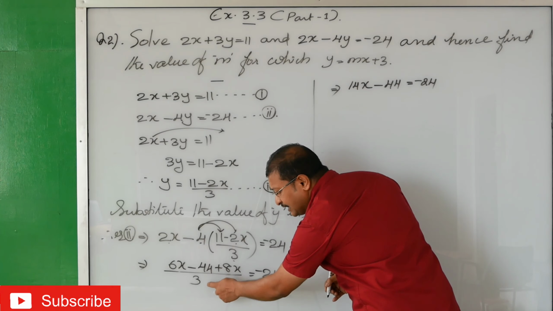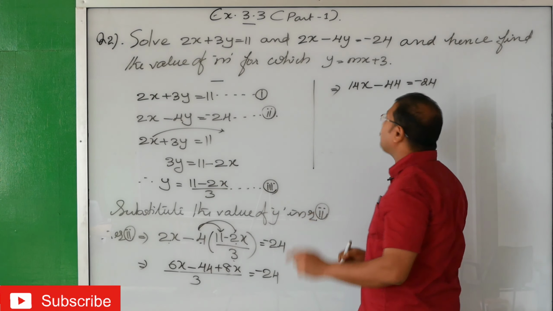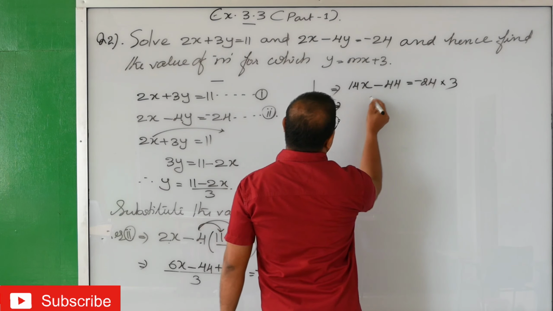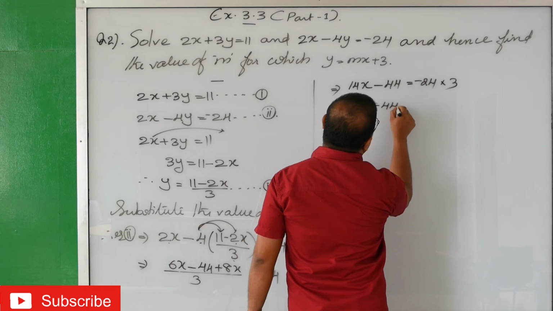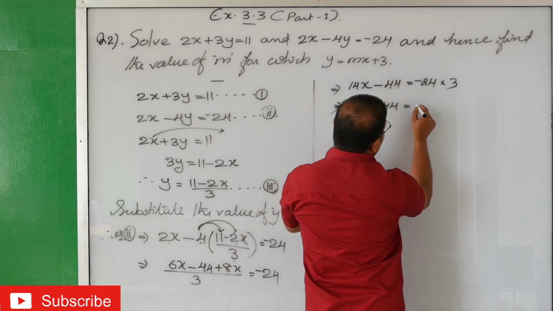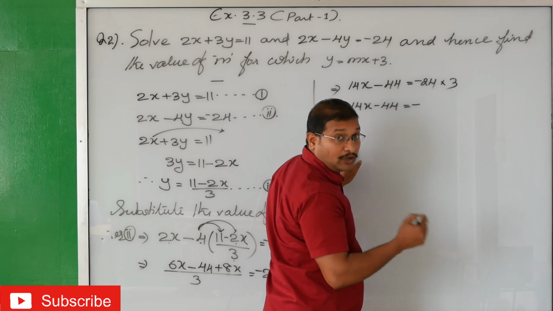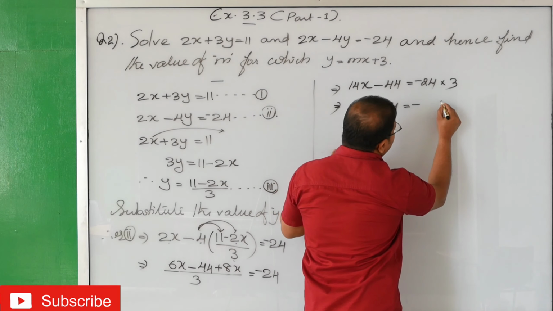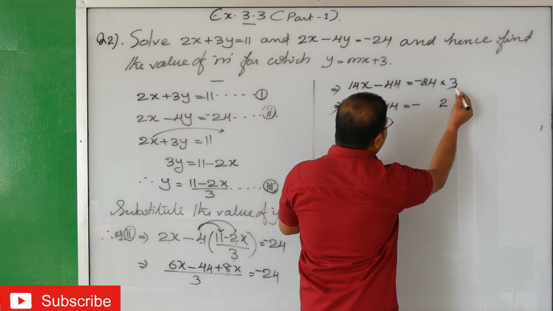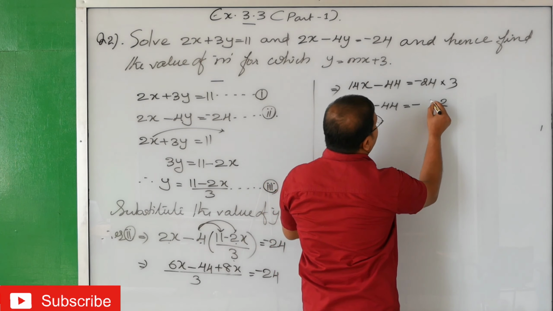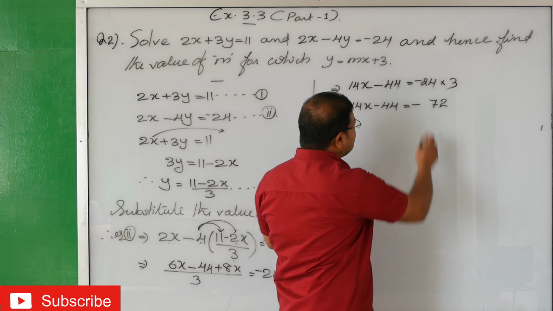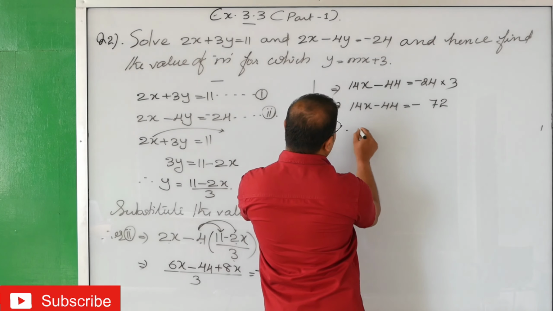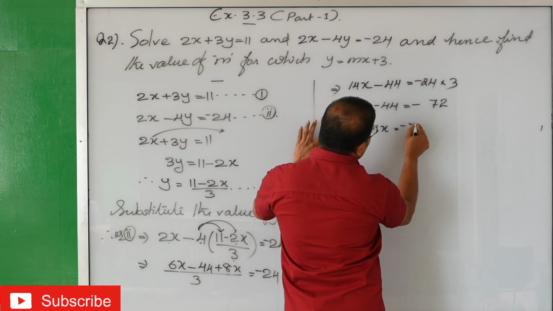This division by 3, if I carry to the next side, it becomes multiplication, that means into 3. Ready? This implies 14x minus 44 equals minus 24 into 3. So we can multiply like this. 4 3s are 12, 1 in hand, 3 2s are 6 plus 1, 7. I hope you can understand. Otherwise, 24 you have to multiply separately. Ready? 24 into 3. Now, therefore, 14x minus 44 equals minus 72.